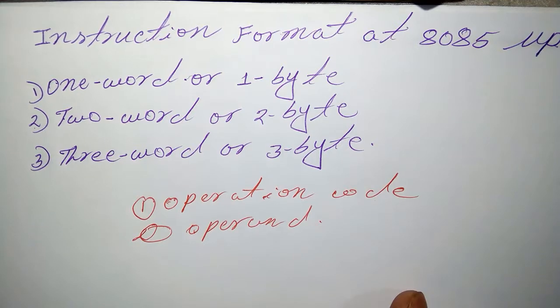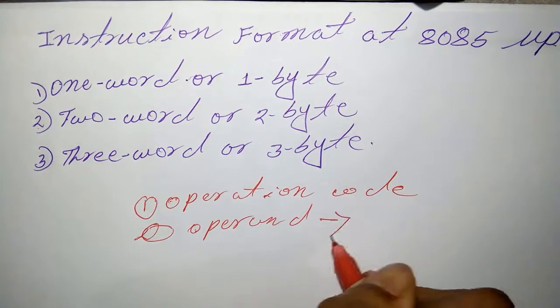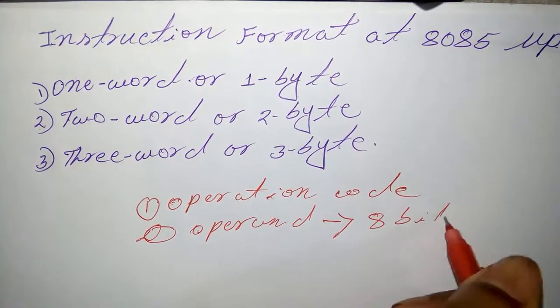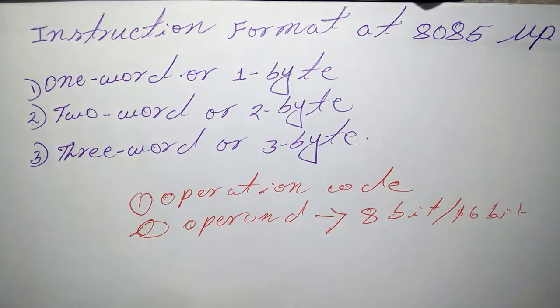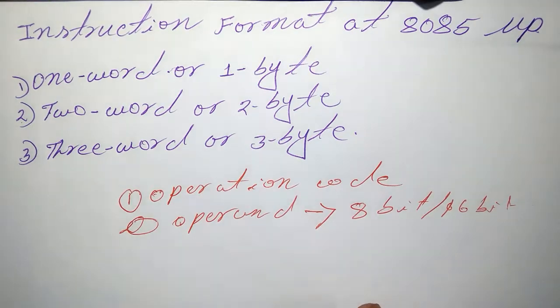It may include 8 bits. Operand may be 8 bit or 16 bit. Clear? An internal register, a memory location.